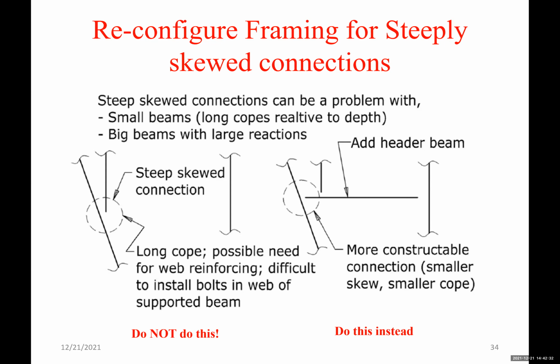Reconfigure framing for steeply skewed connection. So if you have, like in the case on the left, a steep skewed connection, instead of doing that, reconfigure the framing and see what else can be done. So we have a skewed beam, and then we have another straight beam from the other side. What we can do is maybe have another cross beam between them, and then have the beam framing into the straight beam between the skewed one and the straight one, as you can see. So we can add a header beam that takes that beam, and this way we will end up with a simpler connection.